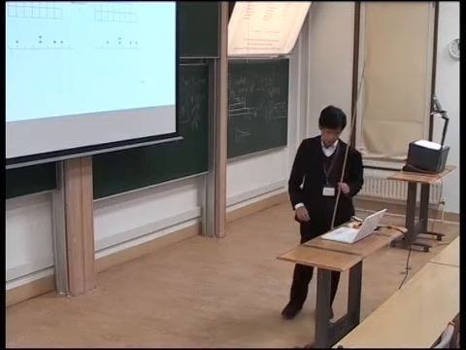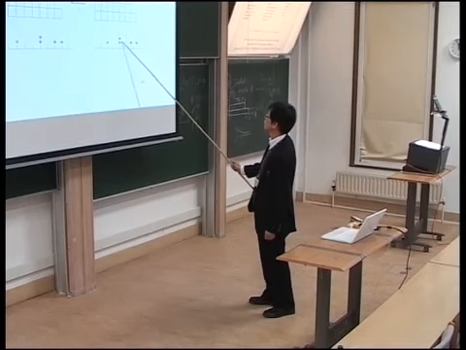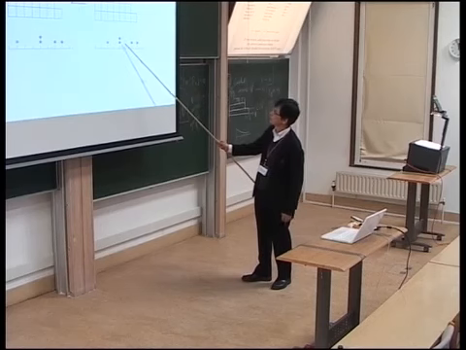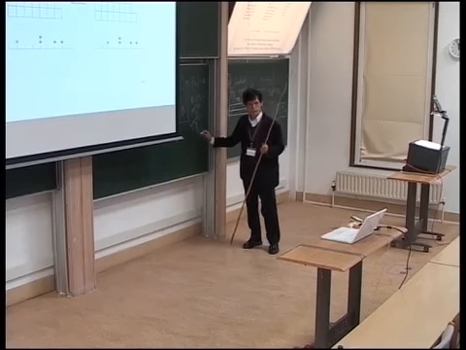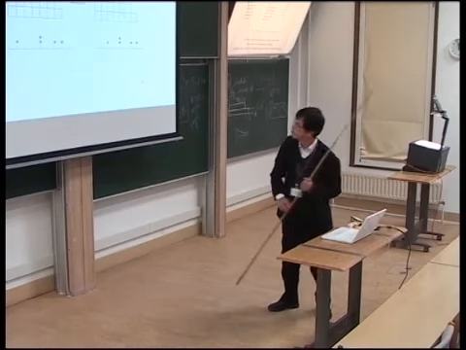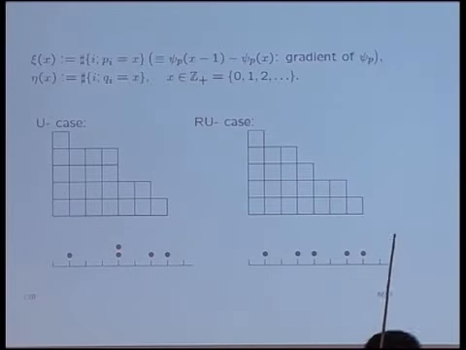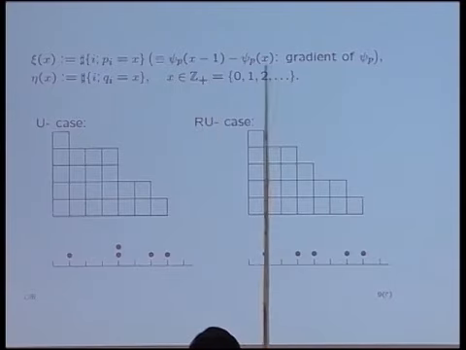Okay. Then in the uniform case, there may be two particles, but for the restricted case, the height difference is always 1. Therefore, only one particle can sit at a site for the restricted case. That is actually the exclusion process. So, what I explained is written here.